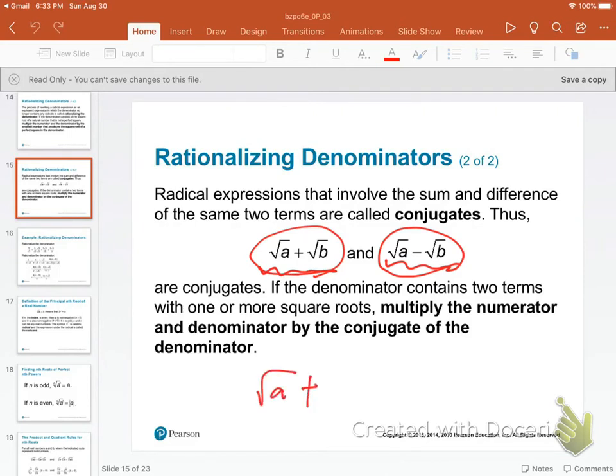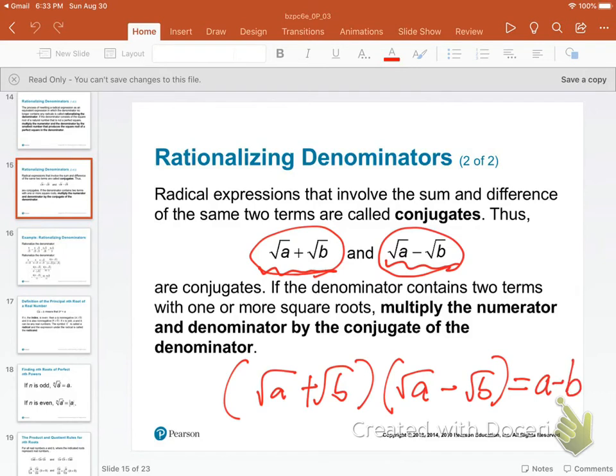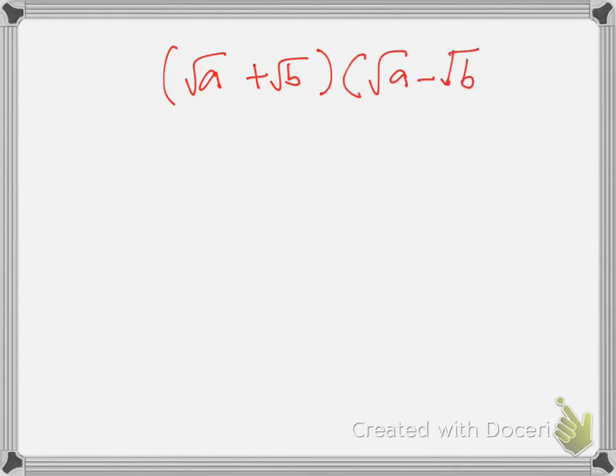Radical A plus radical B times radical A minus radical B is a good expression without radical sign: A minus B. So let's check it. For your method, radical A plus radical B times radical A minus radical B. The only difference between them is one is plus, the other is minus.